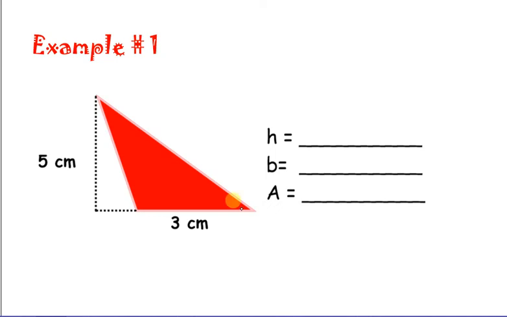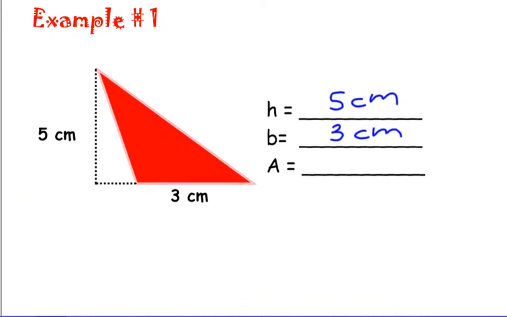All right, let's jump into our first example. So again, height is from the tallest point to the lowest point. It's never slanted. So you're going to see these dotted lines showing you how tall the triangle is. And so it is 5 centimeters. The base is 3 centimeters.